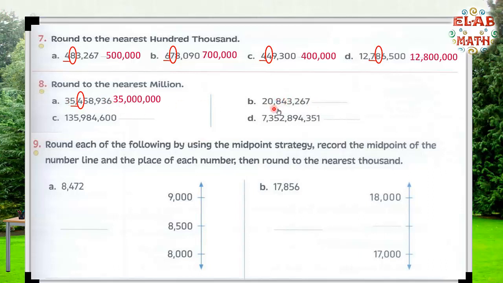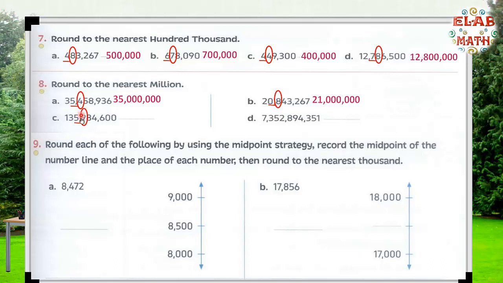Next one, in millions place we have 0 here, and next digit we have 8. 8 is more than 5, that means write 1 here. Add 1 to 0 to be 21 million. Next we have 5, and circle digit is 9.